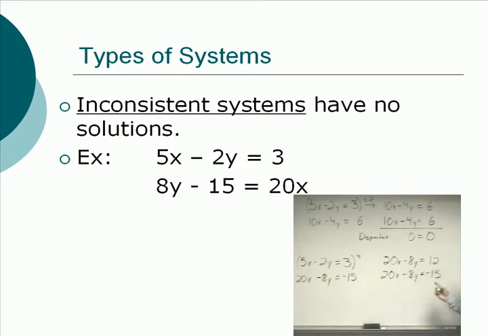Now, how can that be true? How can you say 20x minus 8y equals 12? Oh, no. 20x minus 8y equals negative 15. Well, try to continue out. Subtract these. 20x minus 20x is 0. Negative 8y minus negative 8y, 0. 12 minus a negative 15. Is that ever true? 0 is not equal to 27. This is an inconsistent system.